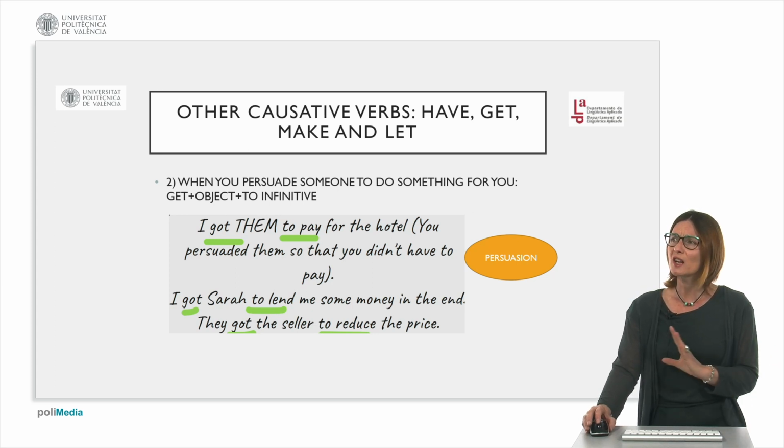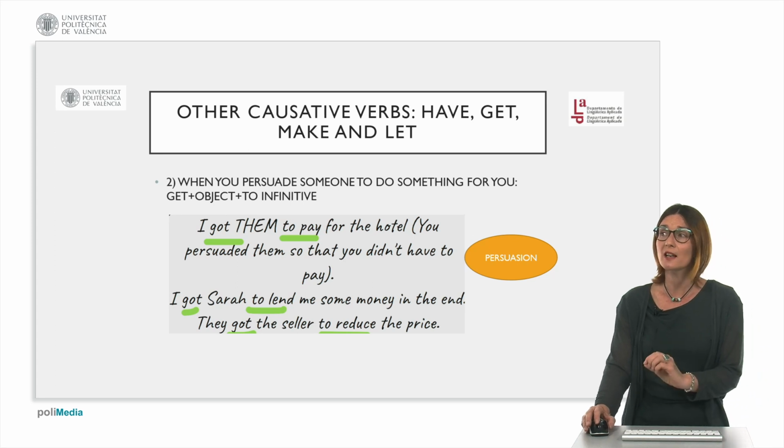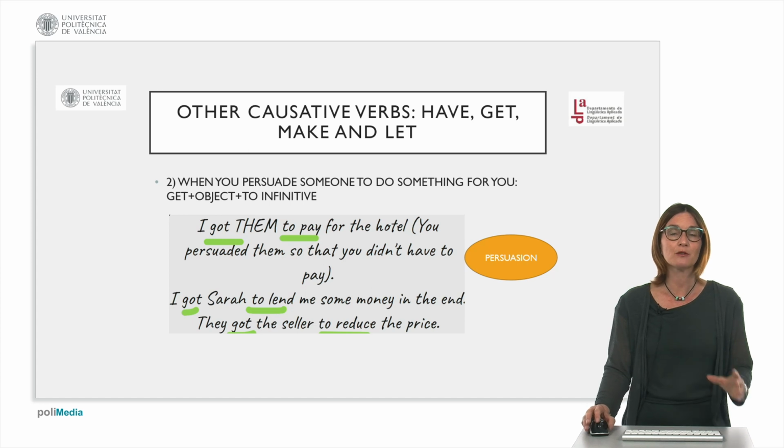Or you can say, I got Sarah to lend me some money in the end. She didn't want to, she said no, but in the end you kind of persuaded her. Or they got the seller to reduce the price. So in the end they convinced the seller. So there is this element of persuasion in this context.